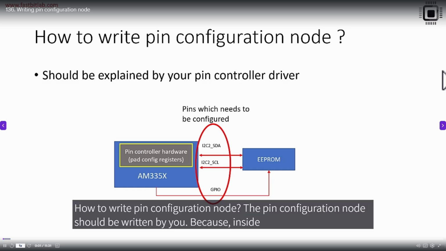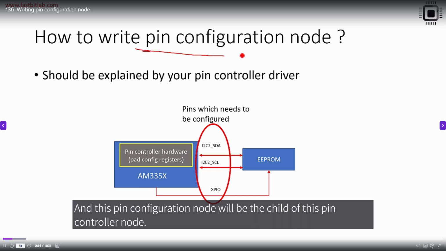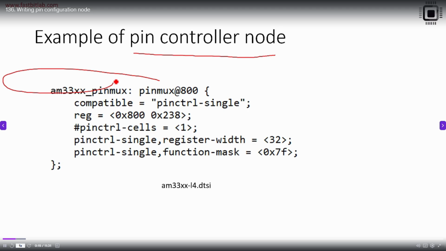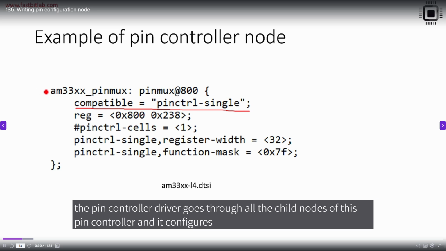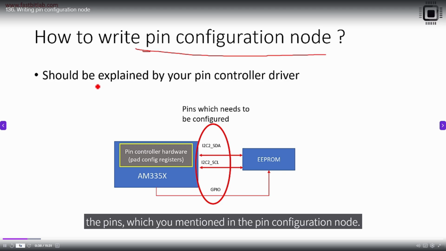How to write a pin configuration node? The pin configuration node should be written by you, because inside the pin configuration node, you are going to explain the pins which need to be configured. And this pin configuration node will be the child of this pin controller node. When the probe function of the pin controller driver triggers because of this compatible property, the pin controller driver goes through all the child nodes of this pin controller and configures the pins which you mentioned in the pin configuration node.